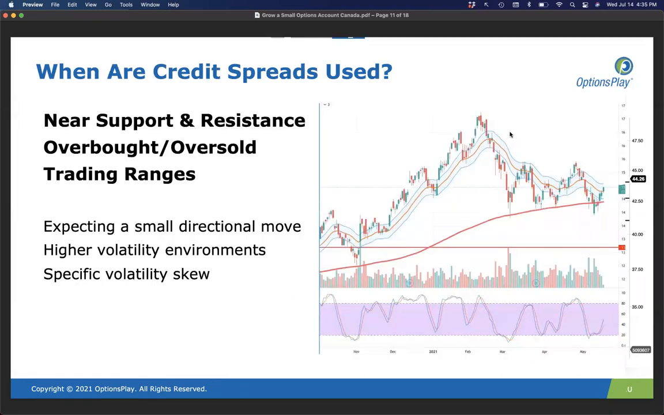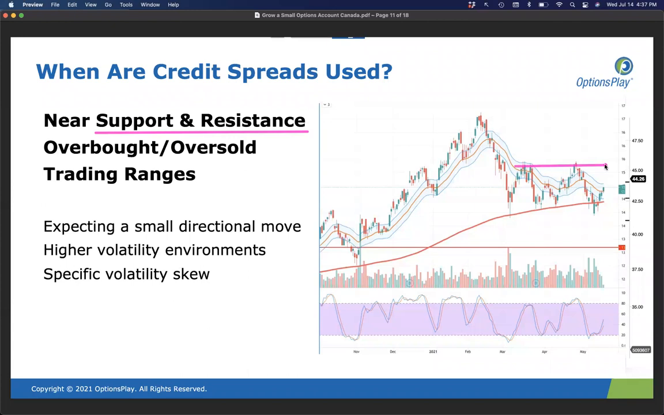So when should you use credit spreads? Well, the ideal conditions of this particular strategy are, generally speaking, when you feel that the stock is going to reverse in a specific direction. So near support or resistance levels are ideal conditions to sell a credit spread.